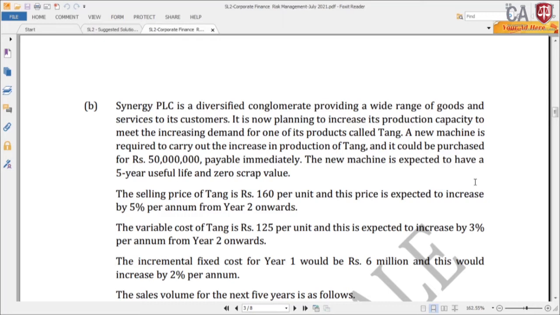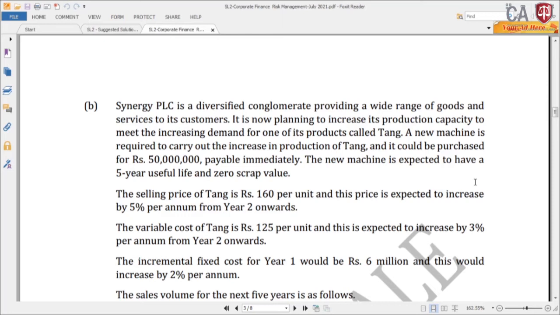So immediately you have to pay 50 million for the plant, and the new machine has a 5-year useful life and a 0 scrap value. They give you a selling price of 160, and that price will go up in the second year by 5% onwards. That means second year onwards, the price will be 5% more, third year a further 5% more, fourth year 5% more, like that it goes. So we need to get that understanding clear. Now we are talking about today, that is year 0, but in the first year your selling price will be 160.